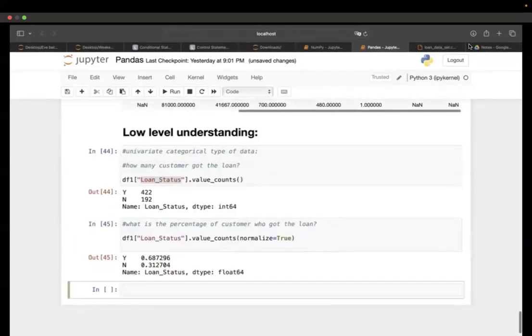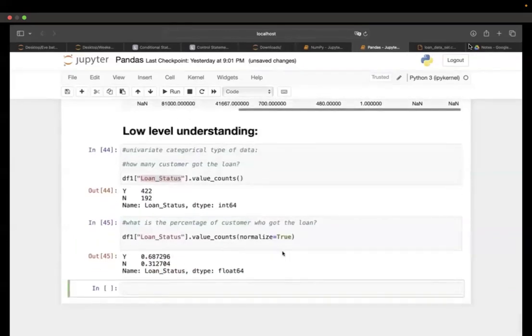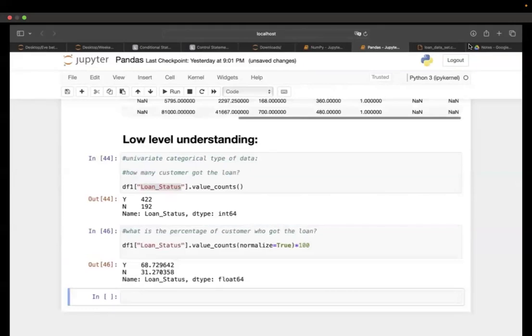Now, if I do this, is it giving me the answer in the format of percentage? No. You have to multiply it with 100. So 68.72% are yes, and 21.27% is no. Now you also get the answer to how many percent got the loan, and how many customers got rejected from the loan.